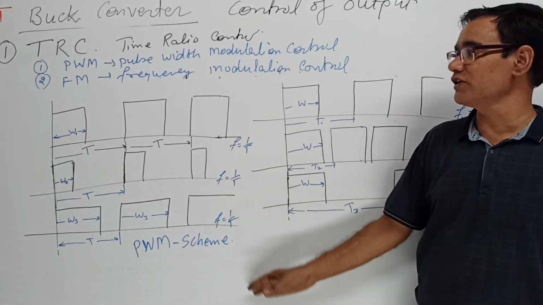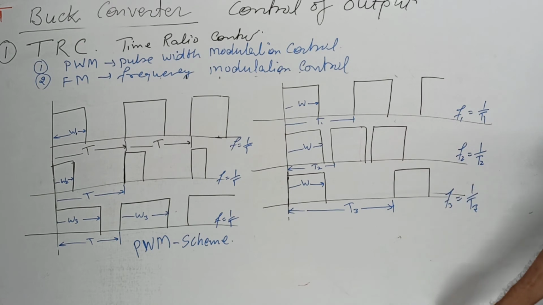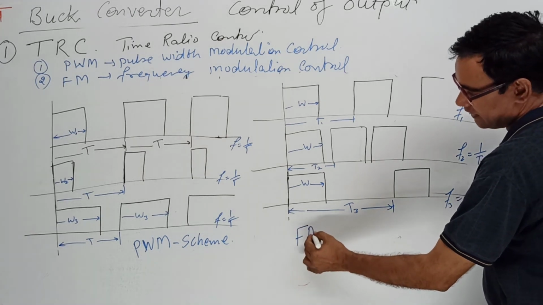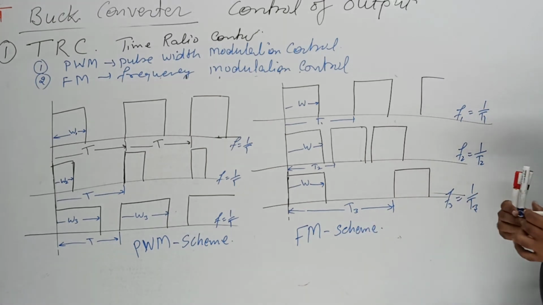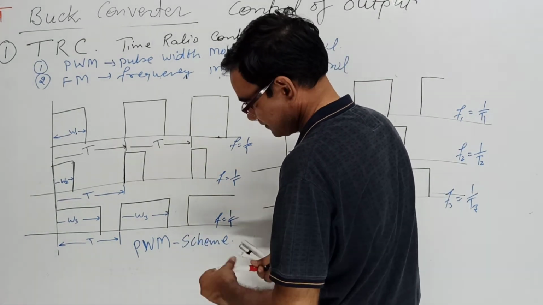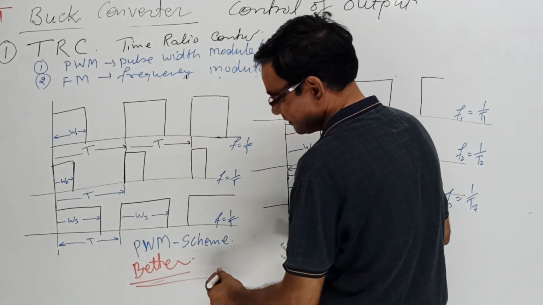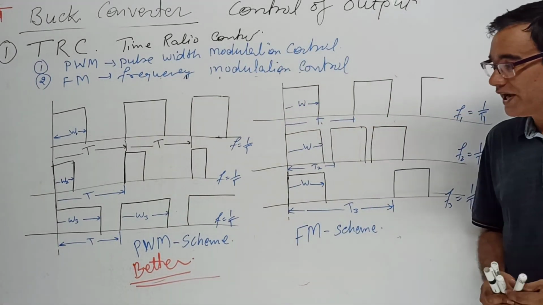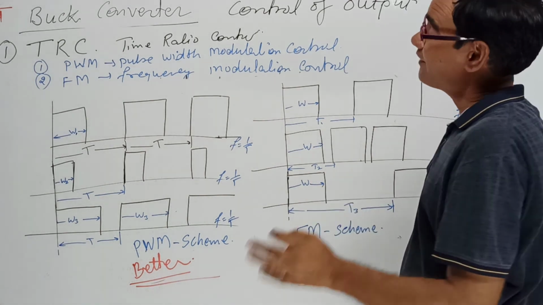So it is also known as the constant frequency PWM, pulse width modulation technique, and this is known as the frequency modulation technique, with different frequencies. Which one is better? This is the FM modulation scheme, the frequency modulation scheme. The PWM one is better. Why is it better? Because the frequency is constant.